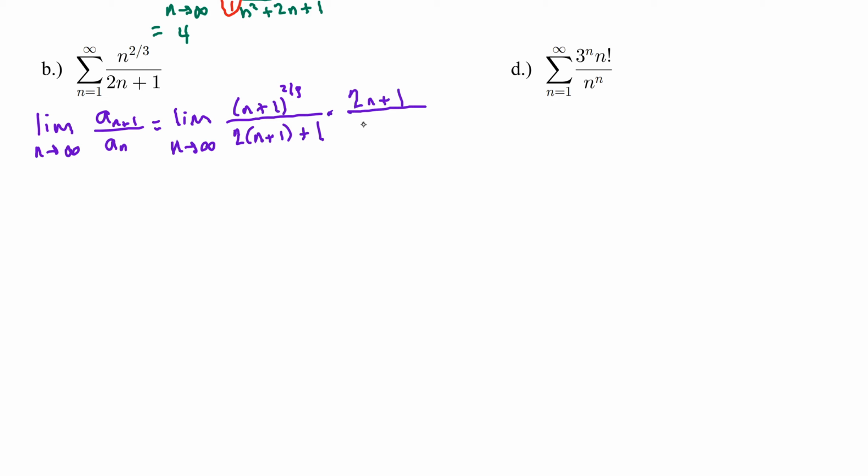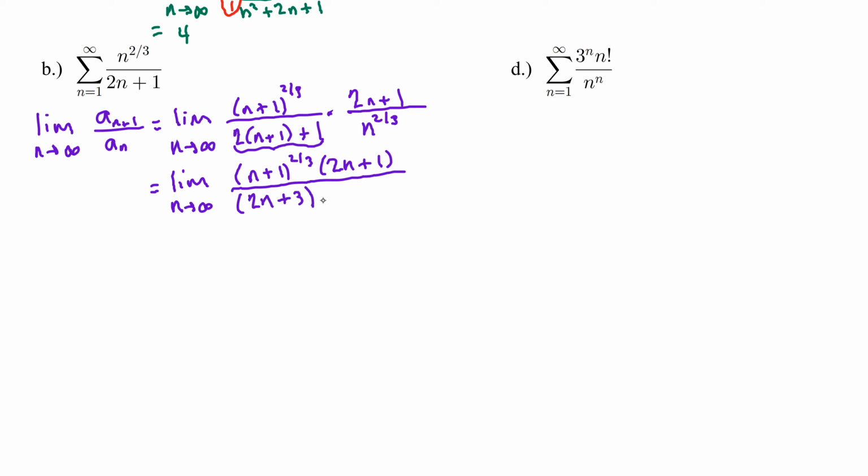It happens almost all the time on the ratio test. So I'm dividing by a sub n, which once again is equivalent to multiplying by its reciprocal. So when we multiply our fractions together and clean it up a little bit, we have (n plus 1) to the 2/3. I'm going to write it as multiplied by the factor (2n plus 1) divided by, now when we simplify here, we can distribute the 2 to get 2n plus 2, and adding 1 to that gives us 2n plus 3, times n to the 2/3.